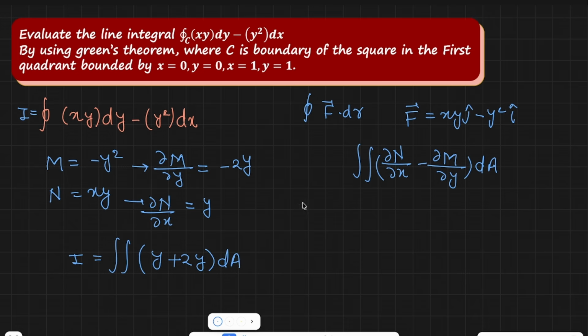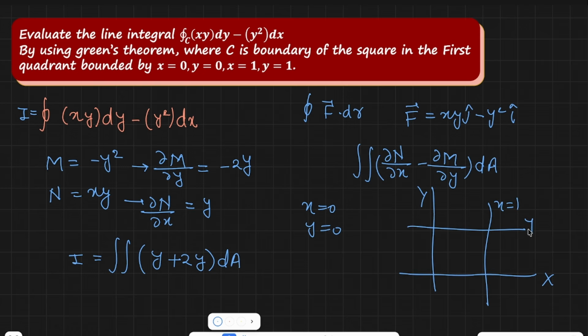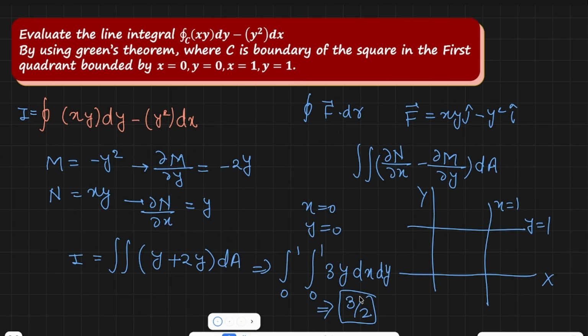See, this is x equals 0, y equals 0, and this is x equals 1, y equals 1. It's a circle. So what are the limits for this double integral? 0 to 1, and this is 0 to 1. This is 3y dx dy. When you solve this, you will get the answer as 3 by 2. This is how you can easily apply the Green's theorem to this question.